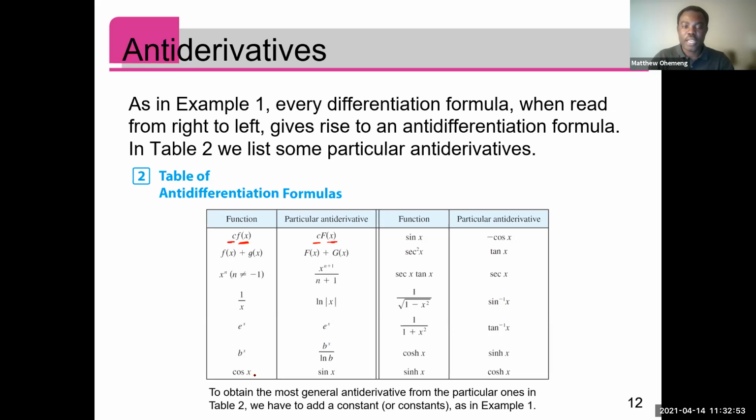And then for cosine, remember that the derivative of sine is cosine. So if you want the antiderivative of cosine, it's just sine, right? And then for sine, it's negative cosine. Secant squared: the derivative of tangent is secant squared. So the antiderivative of secant squared is tangent, right? Secant x tangent x: the derivative of secant x is that. So the antiderivative of this is this. So it's just a reverse of all the differentiation rules that we learned, right? So if you have 1 over 1 plus x squared, its antiderivative is tan inverse of x, right?